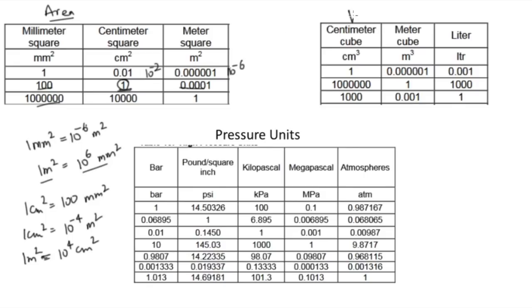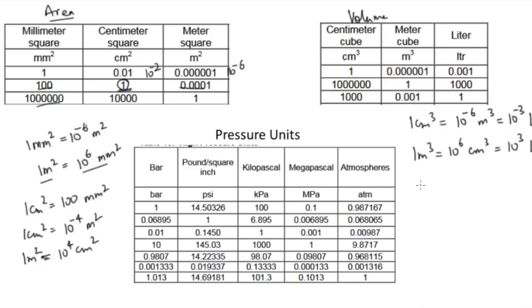Here you have volume, so your volume units can be converted like this. 1 centimeter cube is basically 10 to the power minus 6 meter cube, right? And when you want to convert it into liters, it will be 10 to the power minus 3 liters. Like this you can convert centimeter cube into liter as well. So 1 meter cube will be how much? It will be 10 to the power 6 centimeter cube, and that will be equal to 10 to the power 3 liters, right?